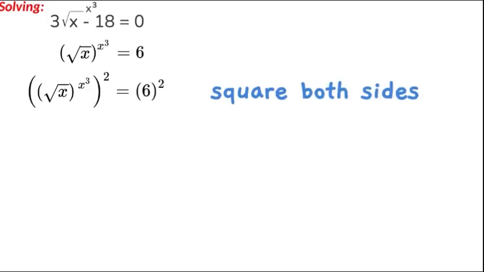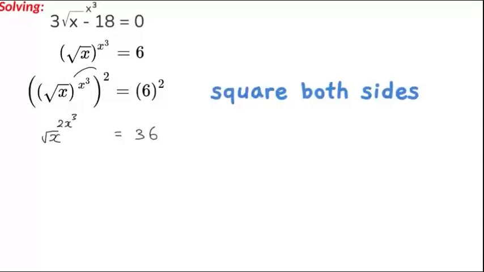Now we're going to apply the power rule. So we're going to multiply in here by 2. So we're going to get the square root of x by 2x cubed as the power. And that will be equal to 36.